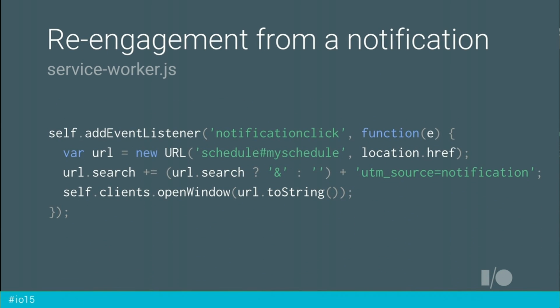In I/O, we also are listening for the notification click. We want to re-engage users back into the site from this notification. So by doing that, we construct a URL to their schedule page so they can see what's changed in the schedule. And pro tip, we're using analytics here as well. We want to track how many people actually re-engage from that click. So we know if this feature is useful and people are using it.